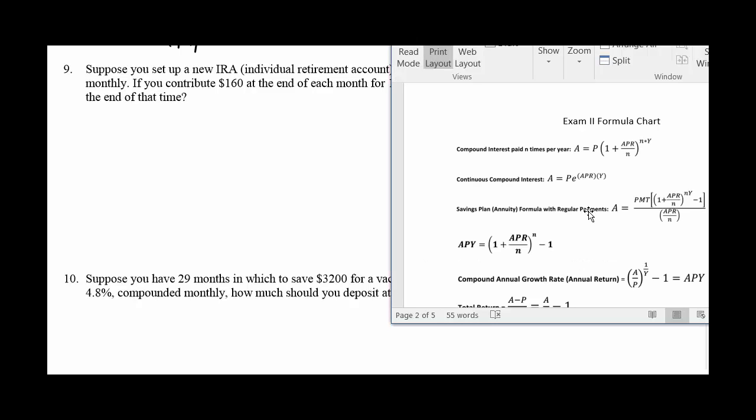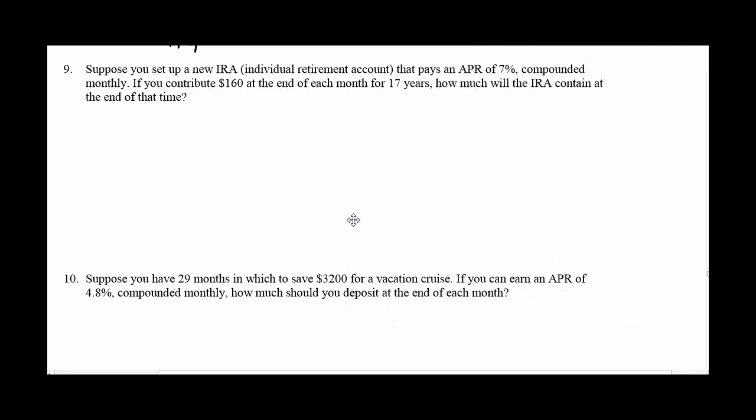All right, number 9, suppose you set up a new IRA that pays an APR of 7% compounded monthly. If you contribute $160 at the end of each month for 17 years, how much will the IRA have at that time? Okay, well that's actually, going back to our formula chart there, that's that savings plan because we're adding a consistent 160 a month, and now we're compounded monthly, so our N goes from being a 1 to a 12. Which is nice. Everything else is sort of the same.